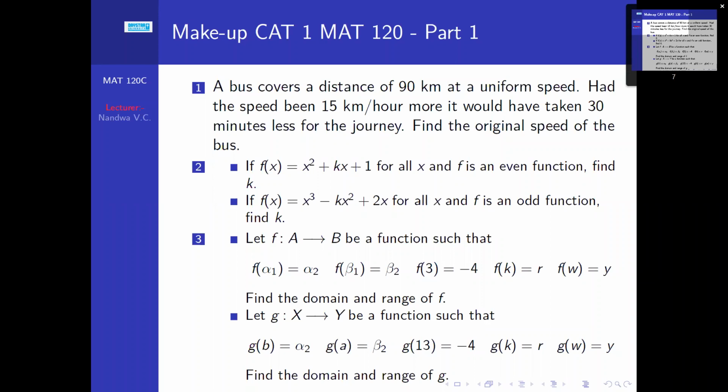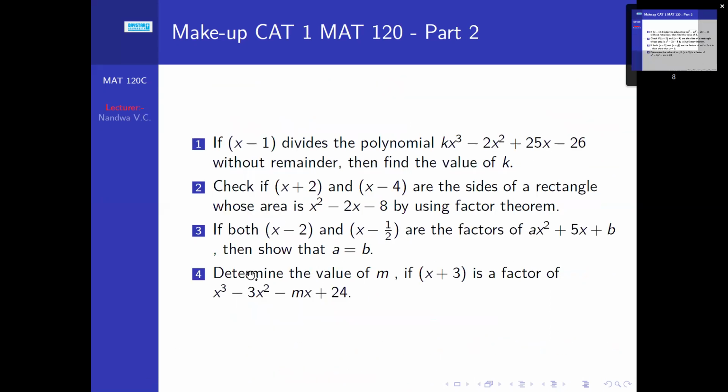A bus covers a distance of 90 kilometers at a uniform speed. Had the speed been 15 kilometers per hour more, it would have taken 5 minutes less for the journey. Find the original speed of the bus. So let's discuss this solution.